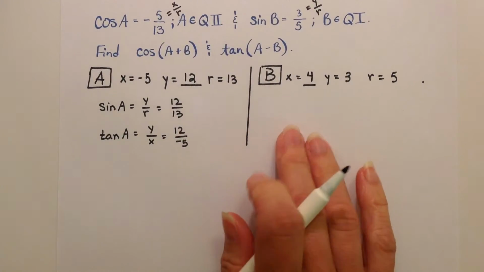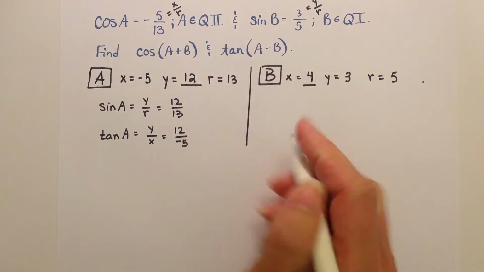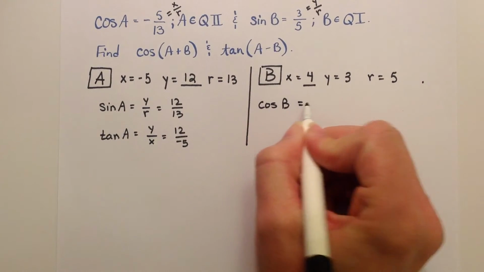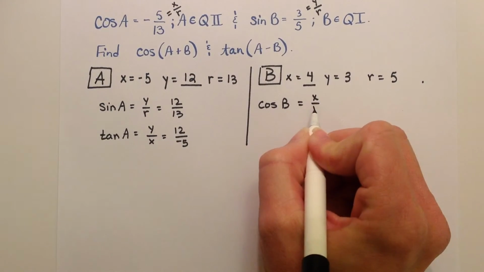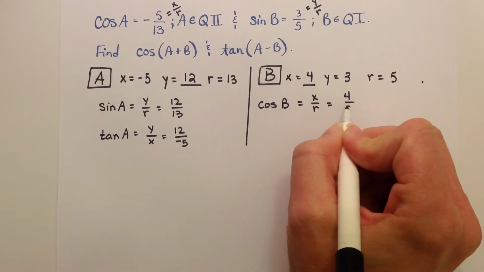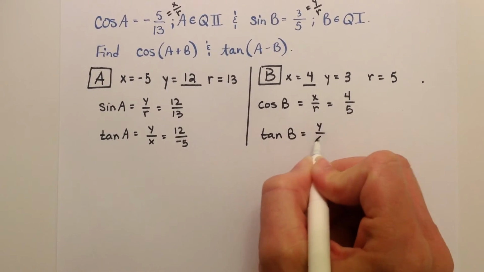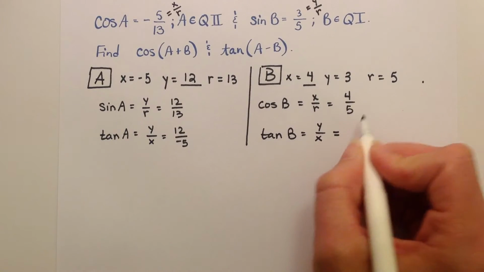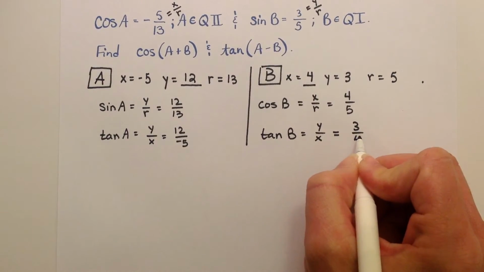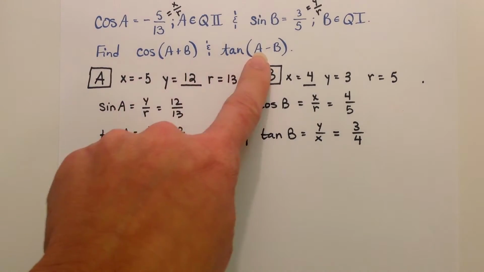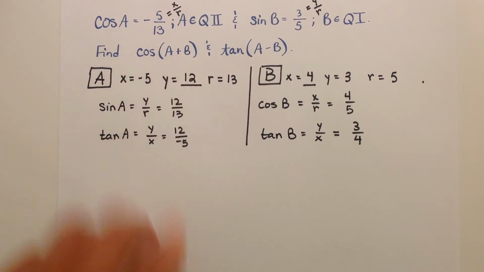And I need, again, sine, cosine, tangent. Of course, sine's already given to me, so let's find cosine of angle B. So again, cosine is X over R, so that would be 4 over 5. And then tangent of angle B is Y over X, so Y would be 3 and X would be 4. All right, now we'll actually be able to find what we're asked to find up here. So we'll find the cosine of A plus B first.